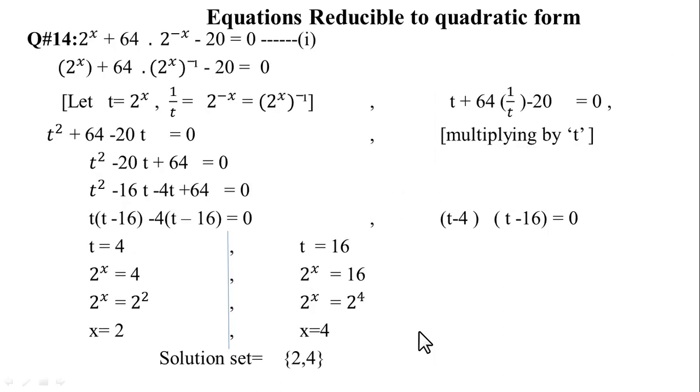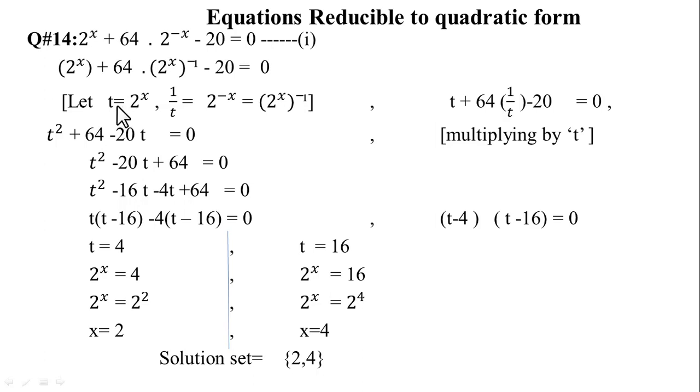Now let's start today's last question. Question number 14 is also in the form of an exponential equation, so an equation reducible to quadratic form will be solved. Now we can solve the question. Question number 14: 2 to the power x plus 64 multiplied by 2 to the power minus x minus 20 is equal to 0. Here we can consider that 2 to the power x is the smallest term.